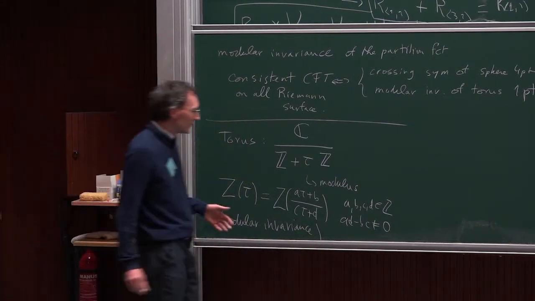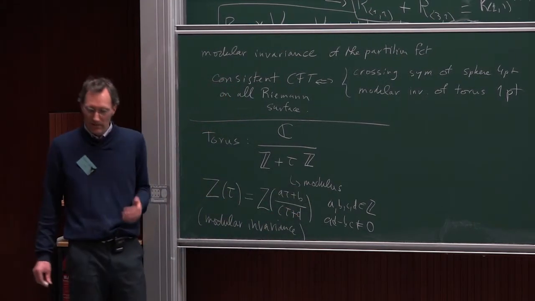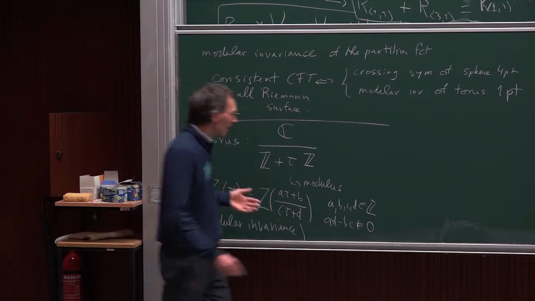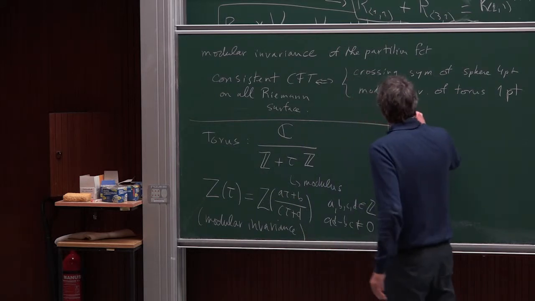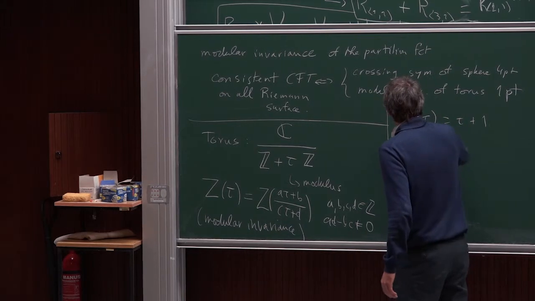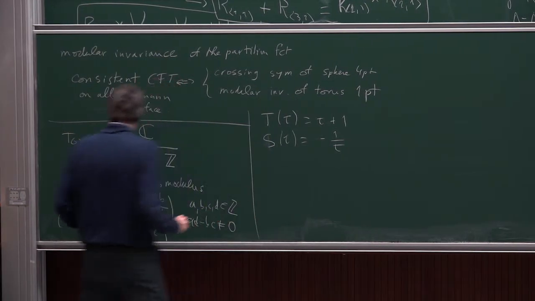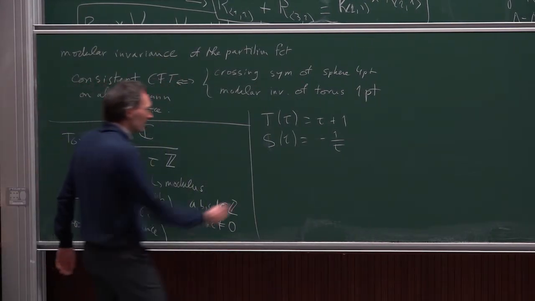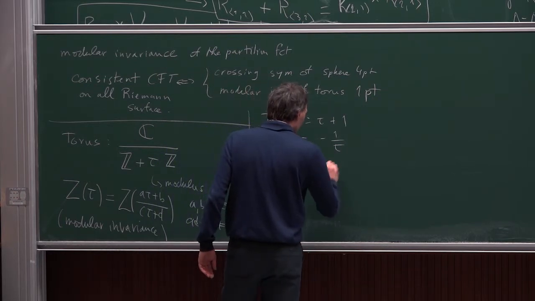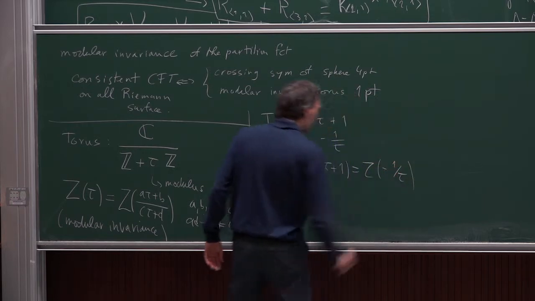Well, actually, this group SL2Z of two-dimensional matrices with integer coefficients is generated by just two elements. So we can restrict to the element T of tau equals tau plus 1 and S of tau equals minus 1 over tau. So this modular invariance boils down to Z of tau equals Z of tau plus 1 equals Z of minus 1 over tau.